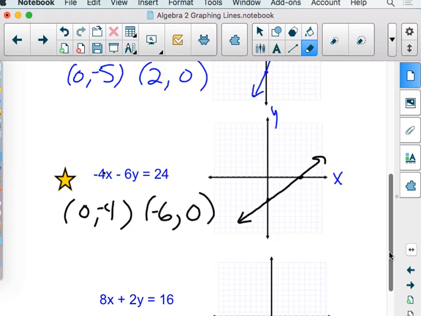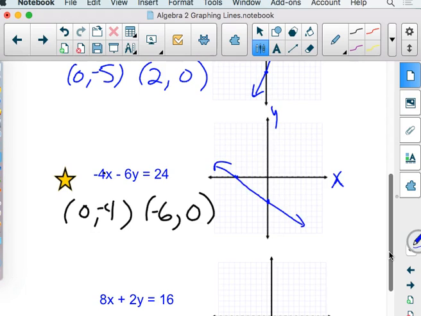Oh, I did positive 6. Thank you. 1, 2, 3, 4, 5, 6. 1, 2, 3, 4. That's what happens when I'm thinking ahead about some of them that I have on your worksheet for you. Stay focused, Cedar.